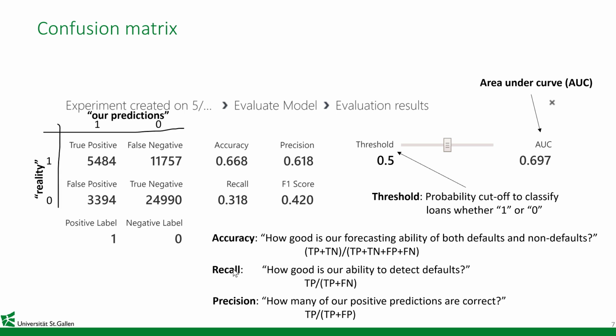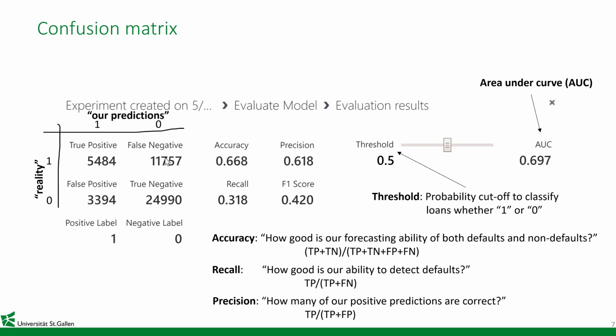The recall, on the other hand, answers the question of how good our ability is to detect defaults. It is simply calculated by the true positives divided by true positives plus false negatives, so by the total defaults. Total defaults are simply true positives plus false negatives.